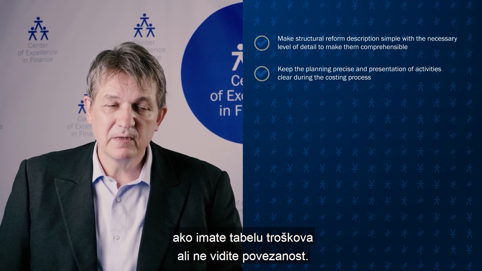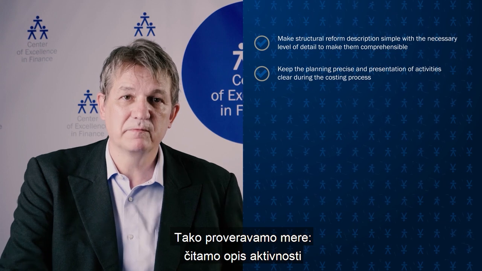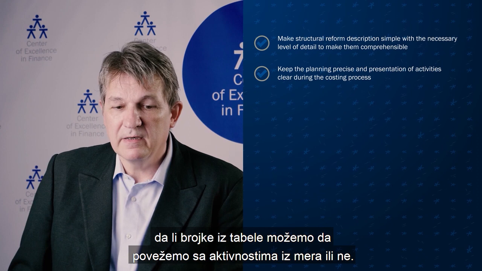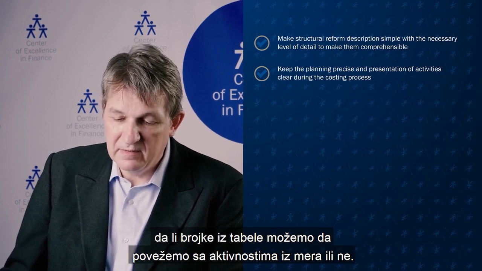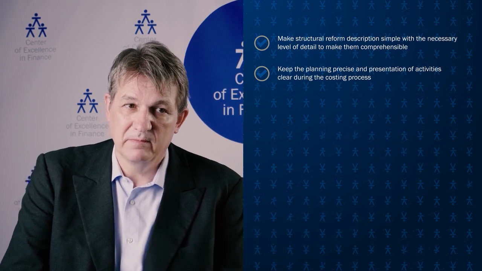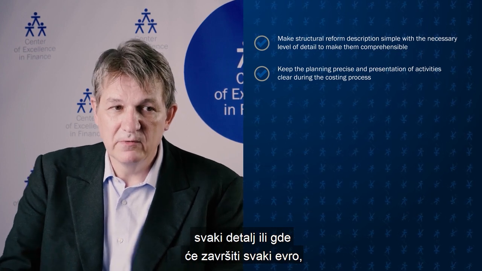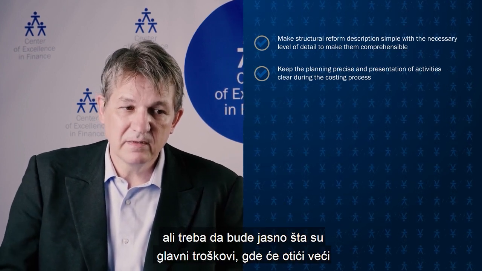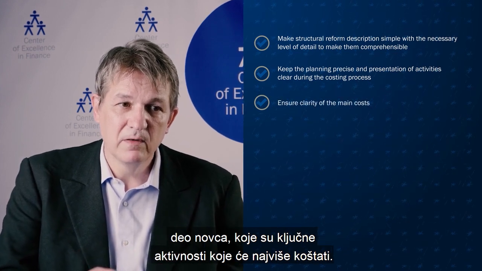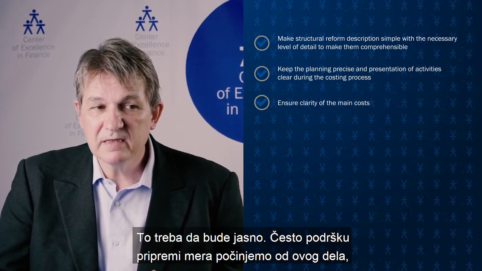Or you have a costing table but you don't see the link. So this is actually how we check the measures. We read the description of activities, the little text on costing, and then we check whether the numbers in the tables we can connect with the activities of the measures or not. It doesn't mean you need to present every detail and every euro where it goes, but there needs to be clarity. What are the main costs, where most of the money will go, what are the key activities that cost most. So there has to be clarity.